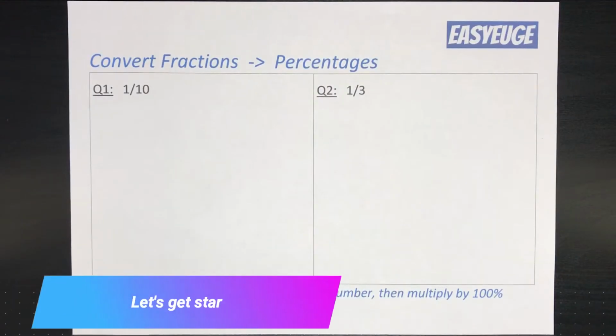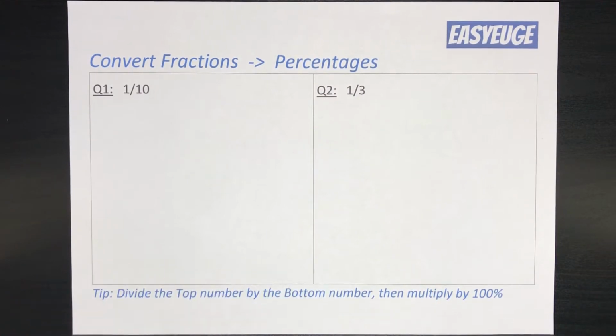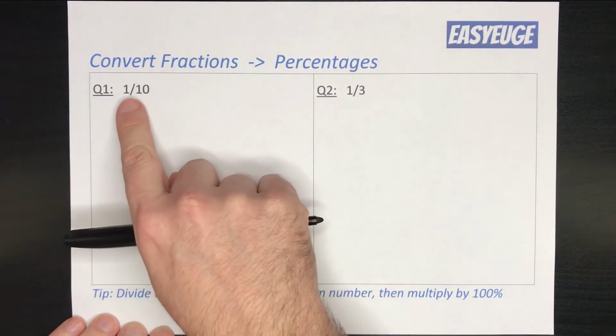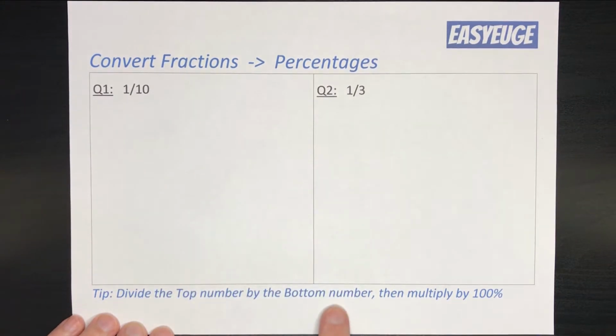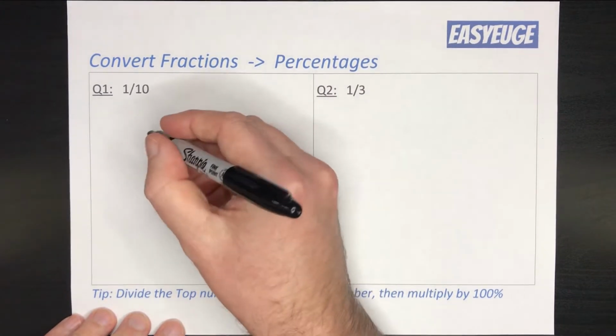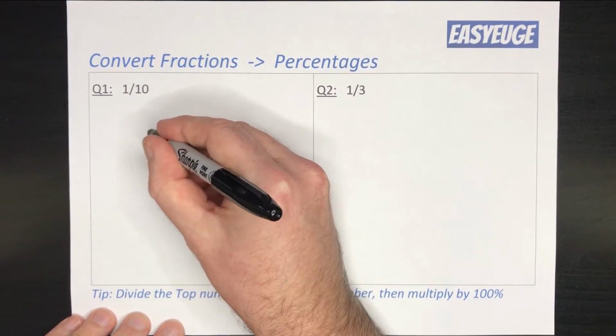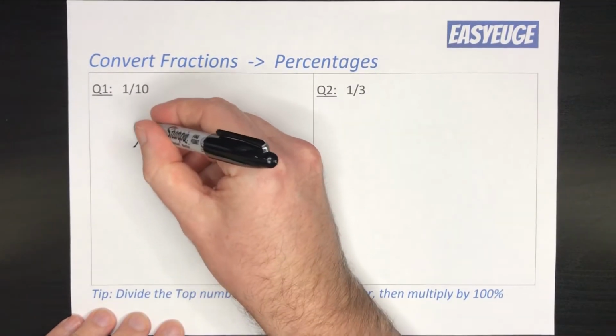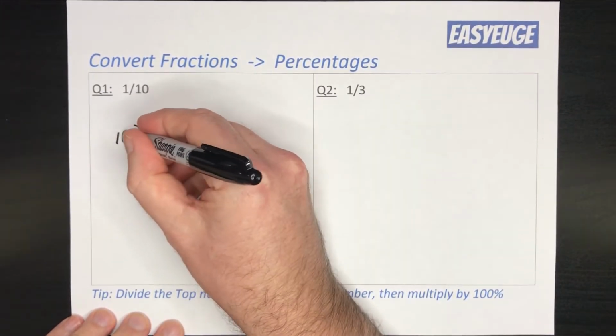In this video, we're going to learn how to convert any fraction into a percentage. So all you do to convert a fraction into a percentage is divide the top number, which is 1, by the bottom number, which is 10, and then multiply by 100%. Let's do it. So it's the top number 1 divided by 10, divided by the bottom number.